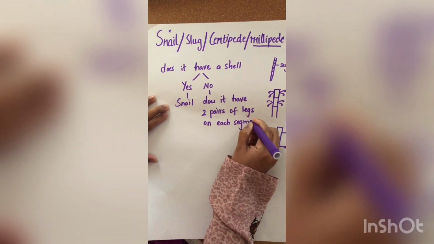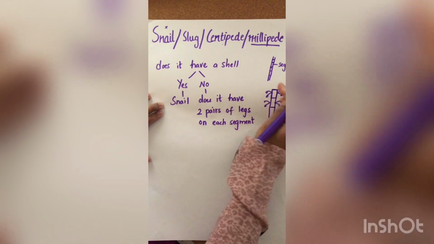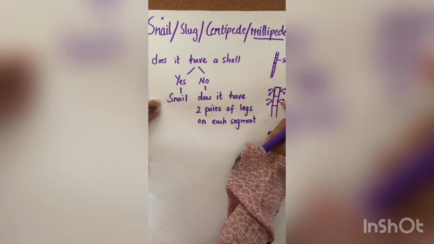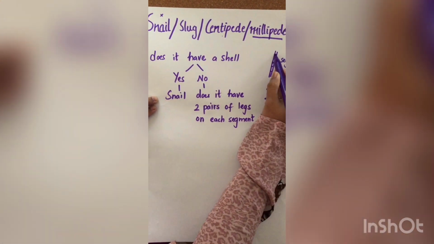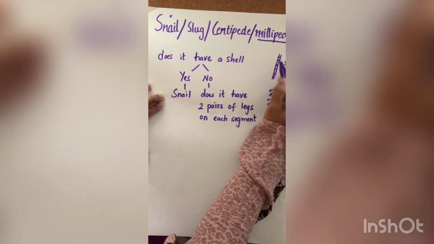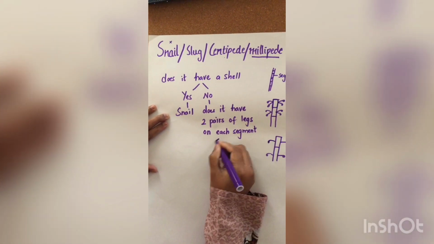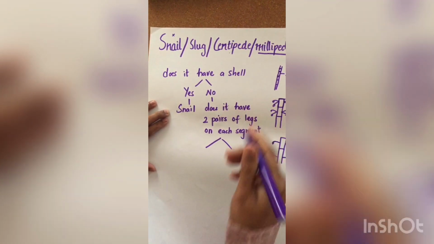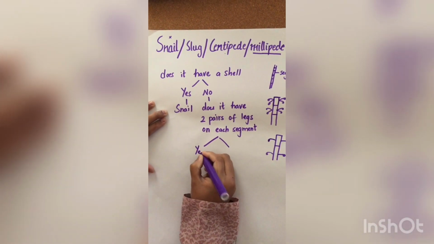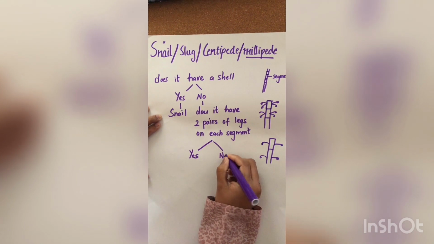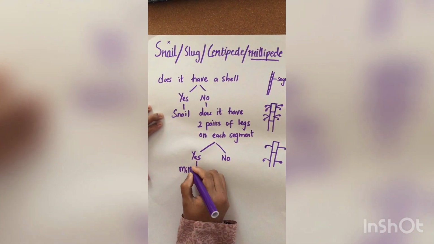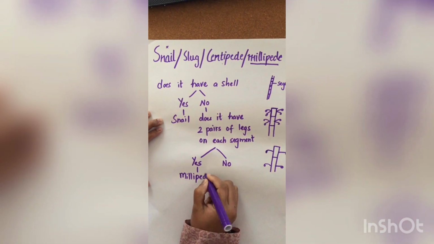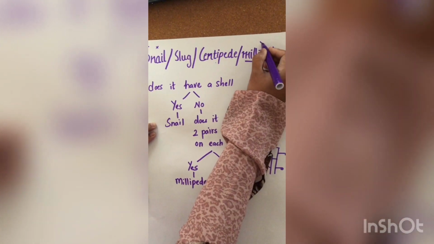See how many things you learned here. You learned how many pairs of legs they have, and also you learned the new word segment. Segments are those sections of the body on the worms and this kind of creatures. Yes and no. So yes will be millipede. So we are done with the millipede also.